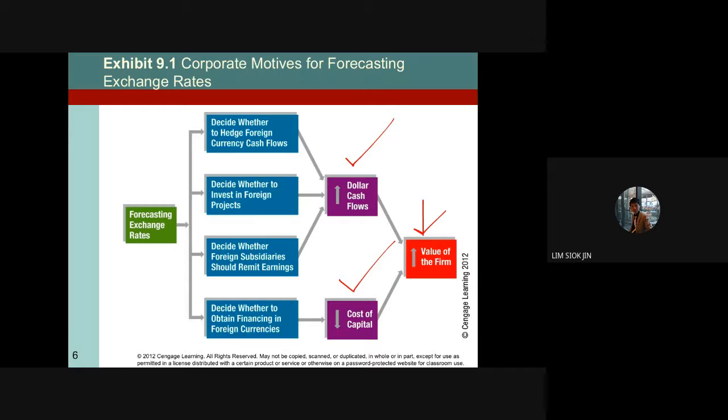Right? And the decisions include whether to hedge foreign currencies, whether to invest in foreign projects, whether to remit earnings from foreign subsidiaries, or whether to obtain financing in local or foreign currency. So these are the decisions that they will come up with after coming up with a forecast.